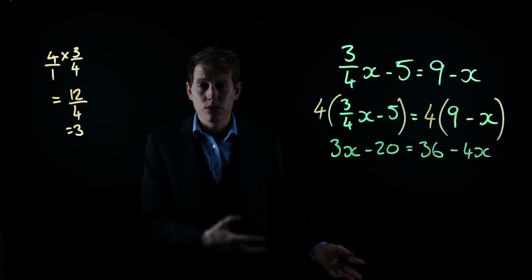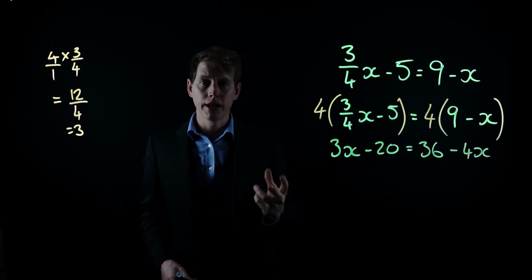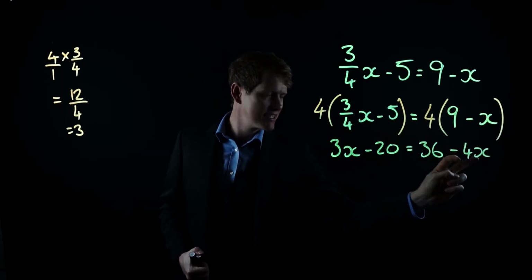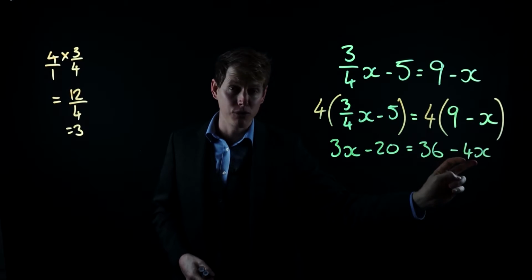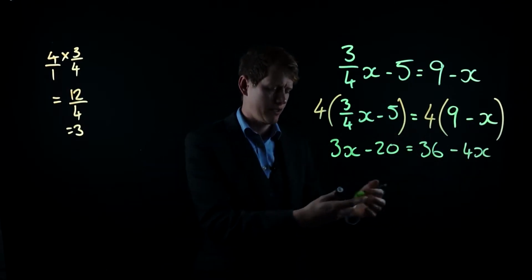Now all we need to do is collect all the unknowns on one side, all the constants on the other. So I'm looking, where are there more x's? Well, there's 3 x's here. There's negative 4 x's here. So I want to collect all of my x's on this side of the equation and all my constants on the other side of the equation.